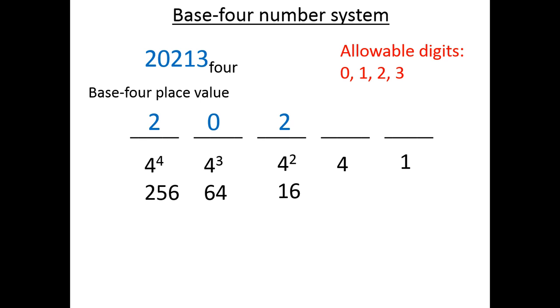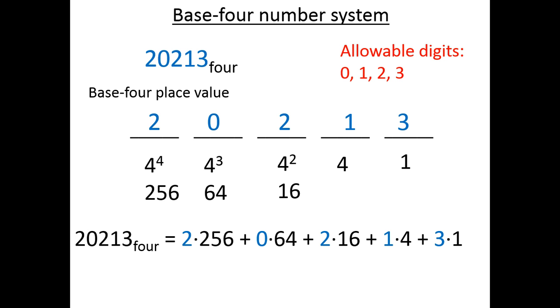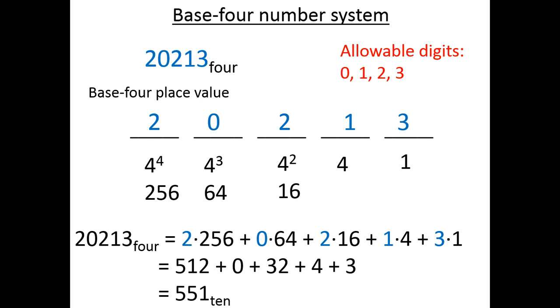This number is 20213 in base 4. Now what would that mean to us in our base 10 number system? Well, we have 2 groups of 256, no groups of 64, 2 groups of 16, 1 group of 4, and 3 ones, which means to us this number would represent 551.